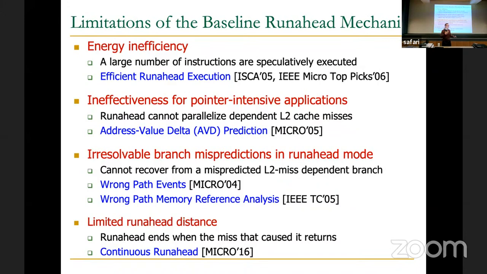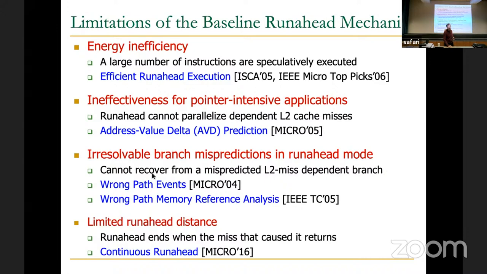Pointer intensive applications, as I said, you cannot prefetch dependent cache misses. So you can predict the data values when possible. As a result, you can prefetch some of these dependent cache misses. It doesn't work in all cases. It works when there are predictable patterns, not in the addresses, but between the deltas between the addresses. You cannot recover from a mispredicted L2 miss or invalid branch. And we've looked at a lot of wrong path analysis for this. I'm not going to talk about that.